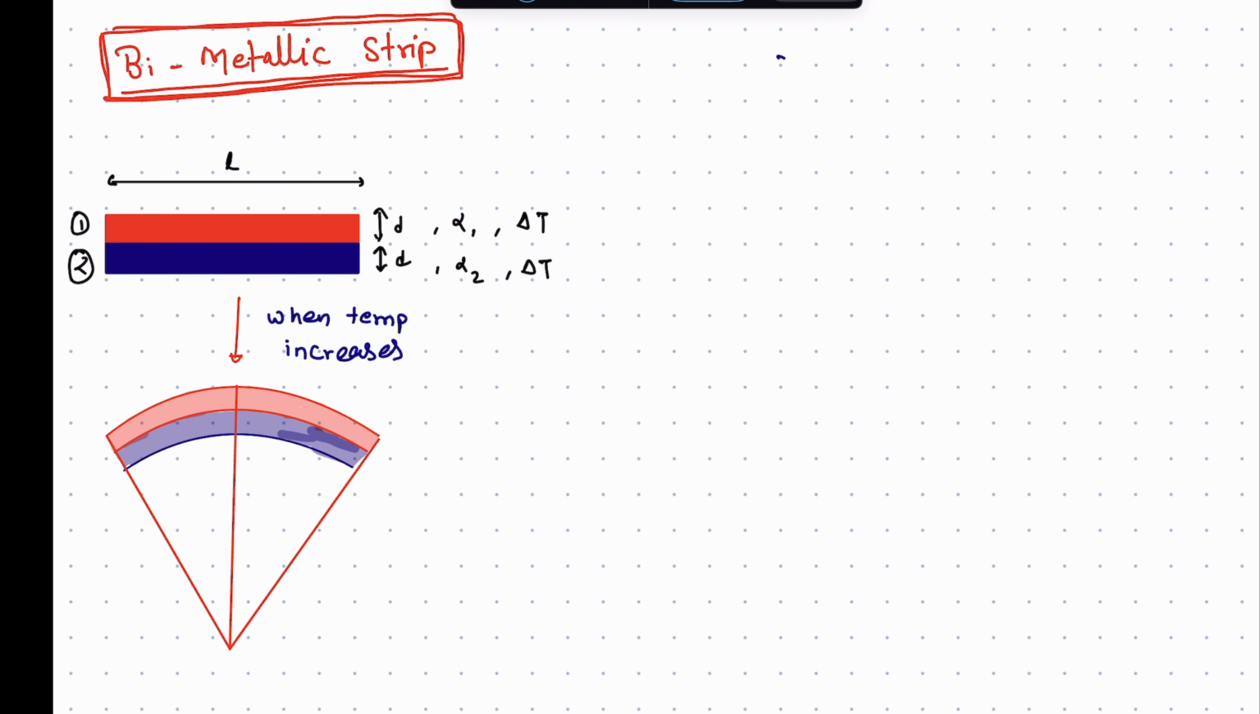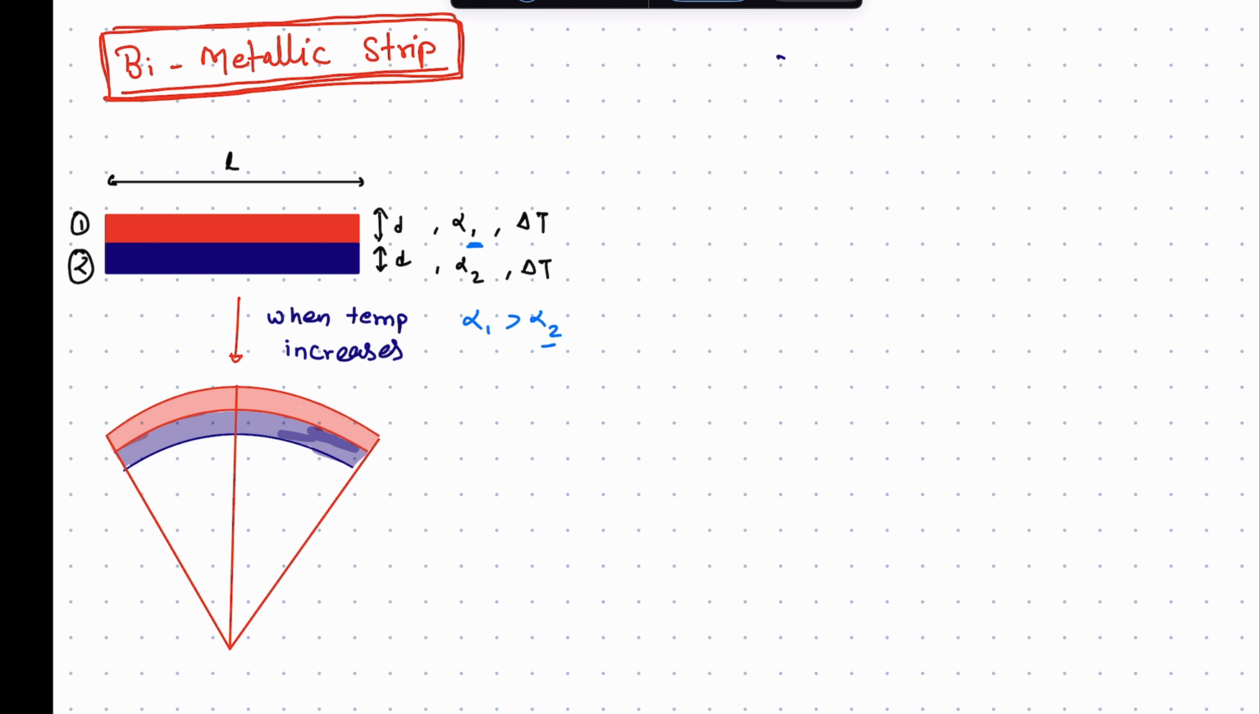Now if the temperature is increased by delta T for both of them, let's take alpha 1 is more and alpha 2 is less. Think about it. What will happen is that the first one is going to expand more compared to the second one, because the coefficient of expansion of the first one is more. I'm taking this condition. So to adjust with this expansion, the first one and second one will bend like this, and they will form an arc like I have shown you here.